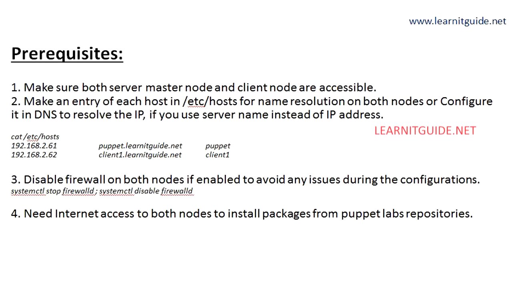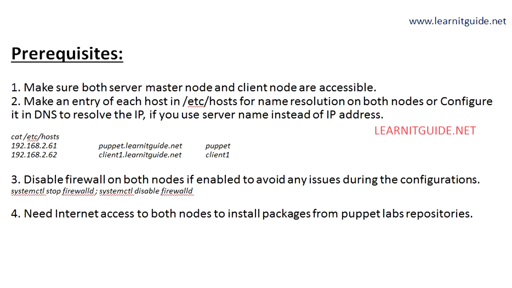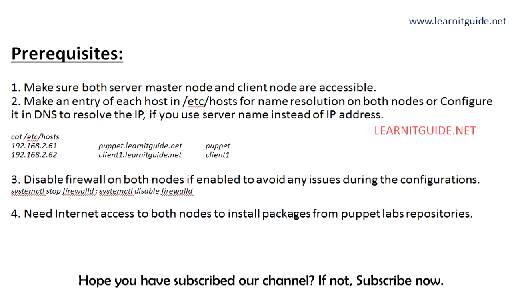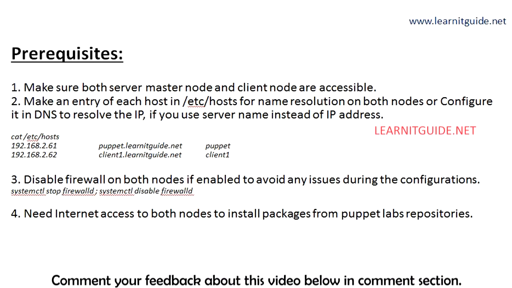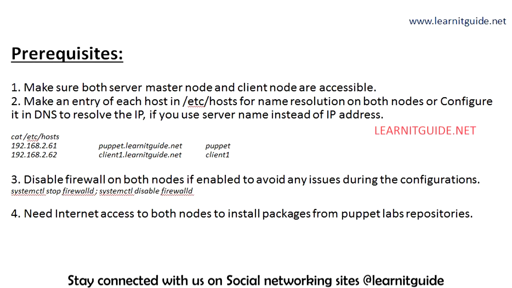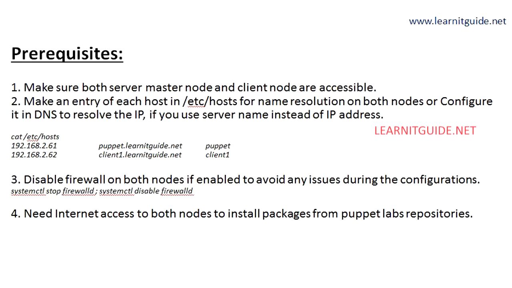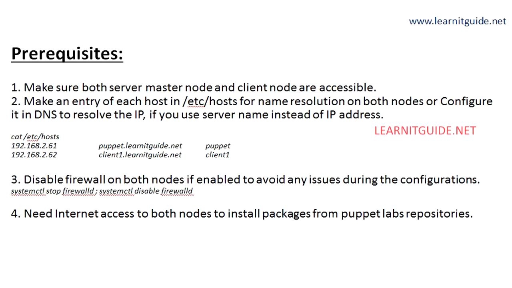The third one is to disable the firewall on both the nodes. If enabled, you may face some issues while installing the Puppet packages. So I have disabled it, and you can disable SELinux as well. The last one is we need internet access on both the nodes because we are going to install the packages from the repository of puppetlabs.com. So we need internet access to reach the Puppet Labs server.